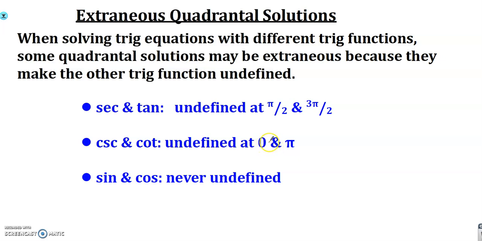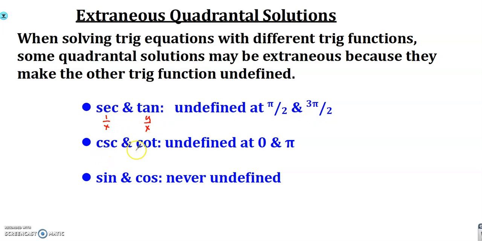Okay, so if I'm solving a trig equation and it has two different trig functions, okay, if I get pi over 2 and 3 pi over 2 as my answer, okay, and I've got secant and or tangent in the equation, secant and tangent are undefined at pi over 2 and 3 pi over 2, so I wouldn't be able to use these answers. And that's because, remember, at quadrantal, secant would be 1 over x and tangent would be y over x.